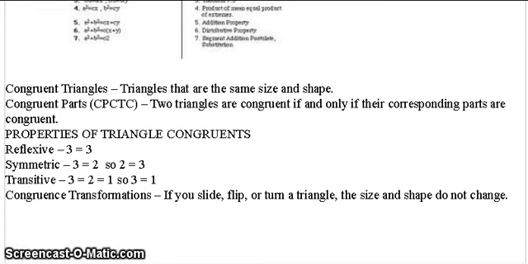Congruent triangles: triangles that are the same size and shape. Congruent parts, also known as CPCTC. Two triangles are congruent if and only if their corresponding parts are congruent.